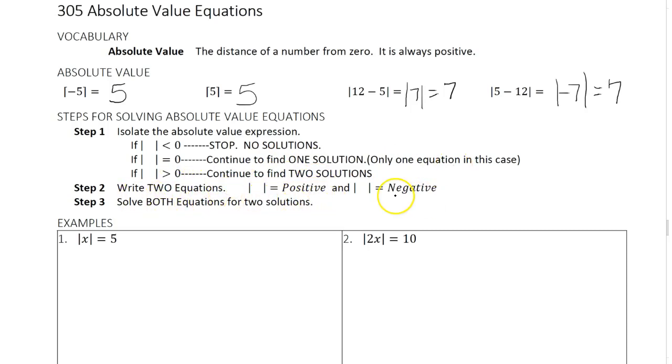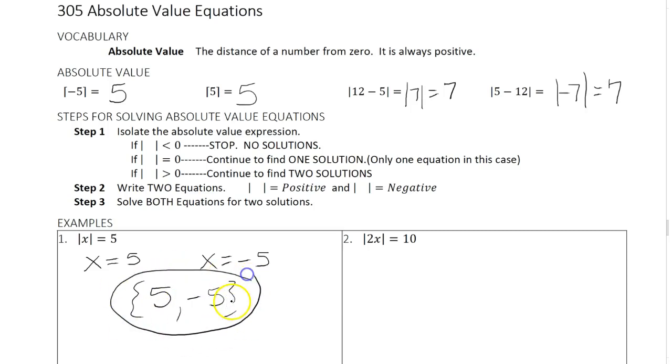When solving absolute value equations, we need to write two equations, one equal to a positive number and one equal to a negative number. In this case, the two equations are our solutions, 5 and -5. Both of these numbers will make the absolute value equation true.